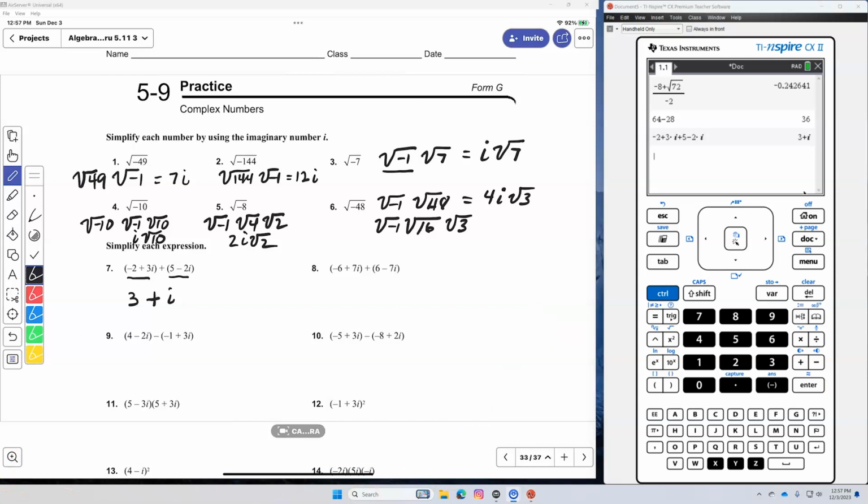Number 8, we're going to simplify again. We have negative 6 plus 6, which is 0, and then we have 7i plus negative 7i, which is 0. So 0 plus 0 is 0.